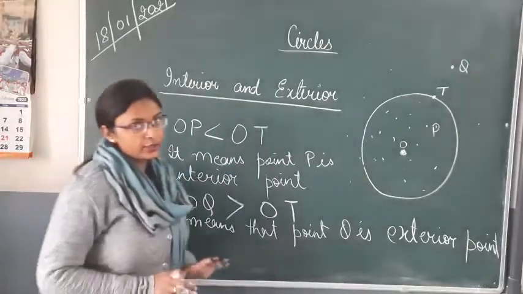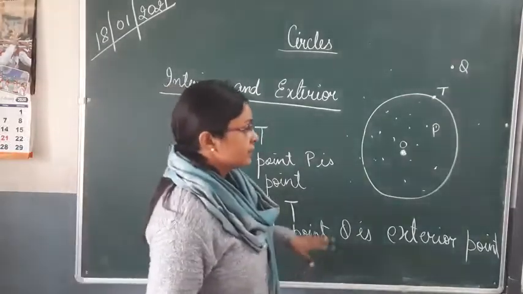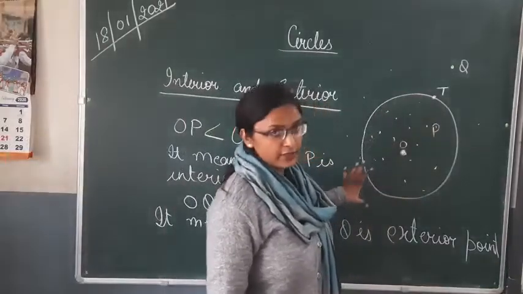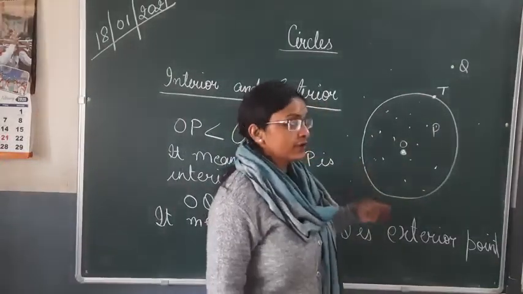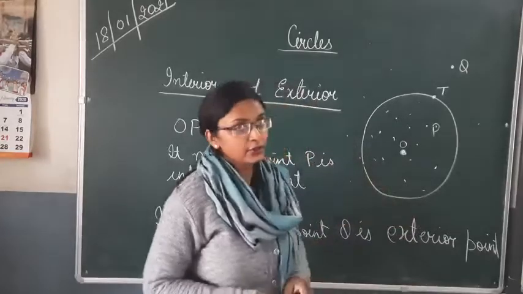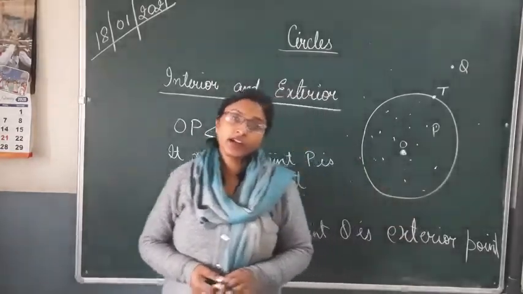So now you understood what is the exterior and interior of the circle. The points which are inside of the circle are known as interior points of the circle, and the points which are outside of the circle are known as exterior points of the circle.